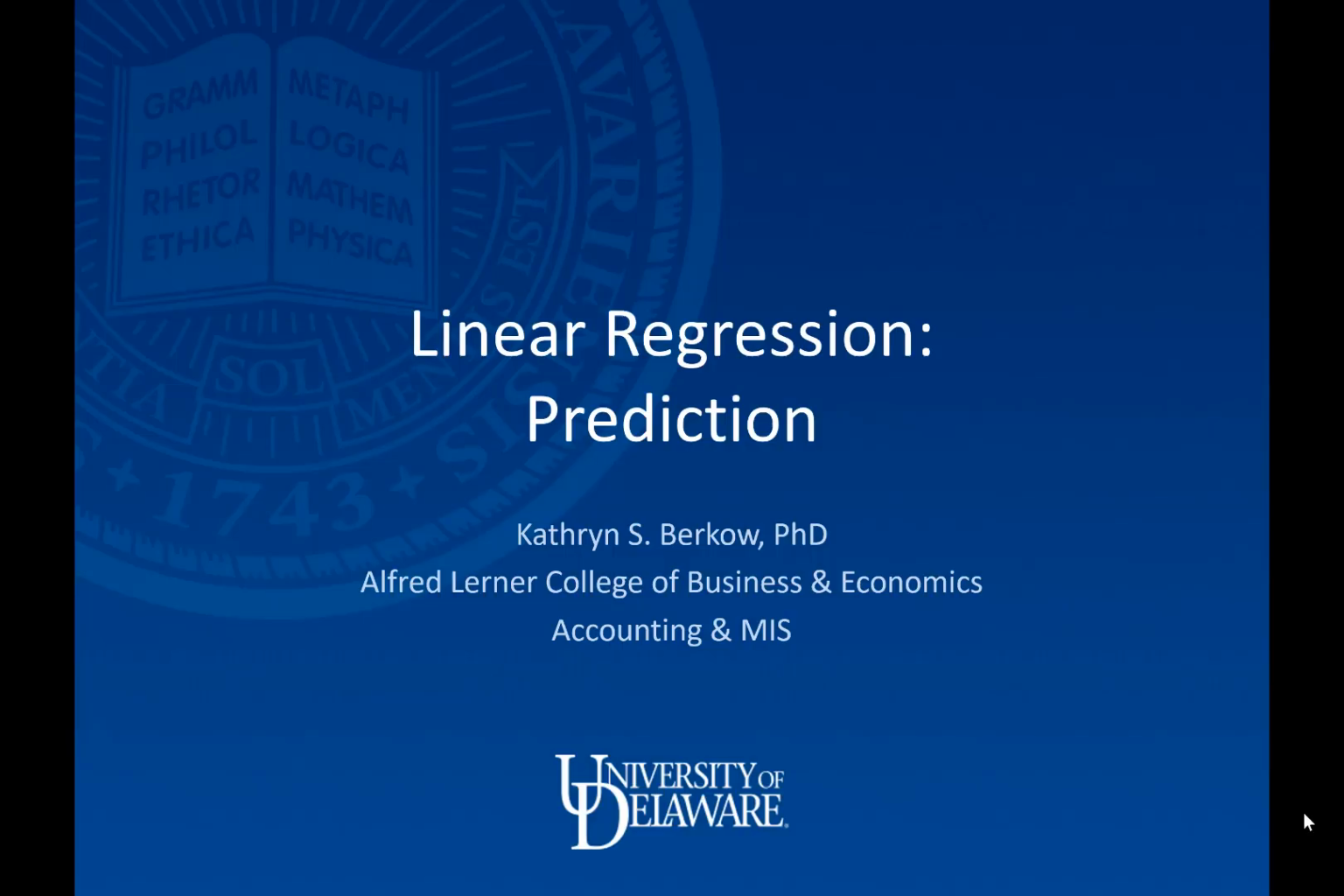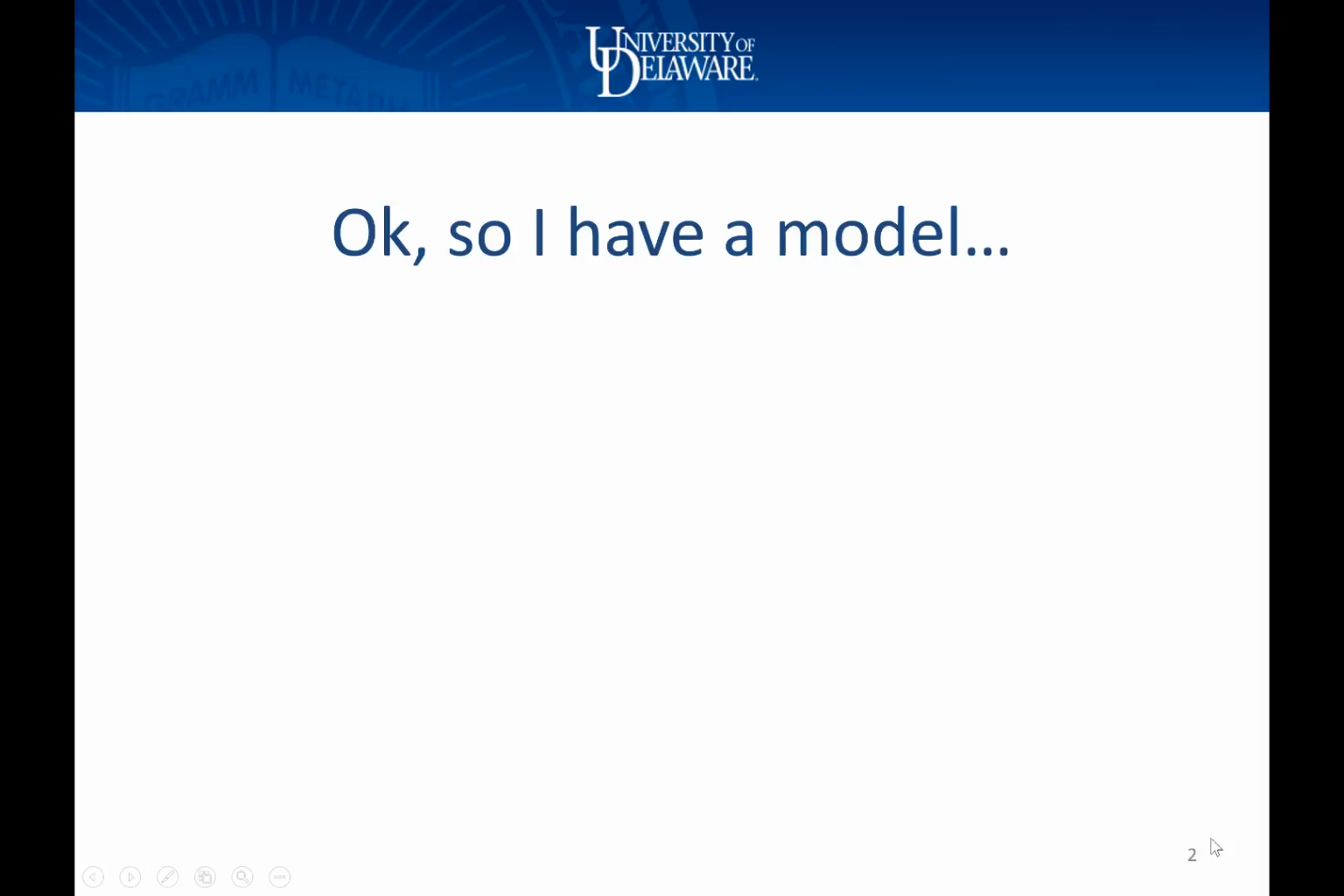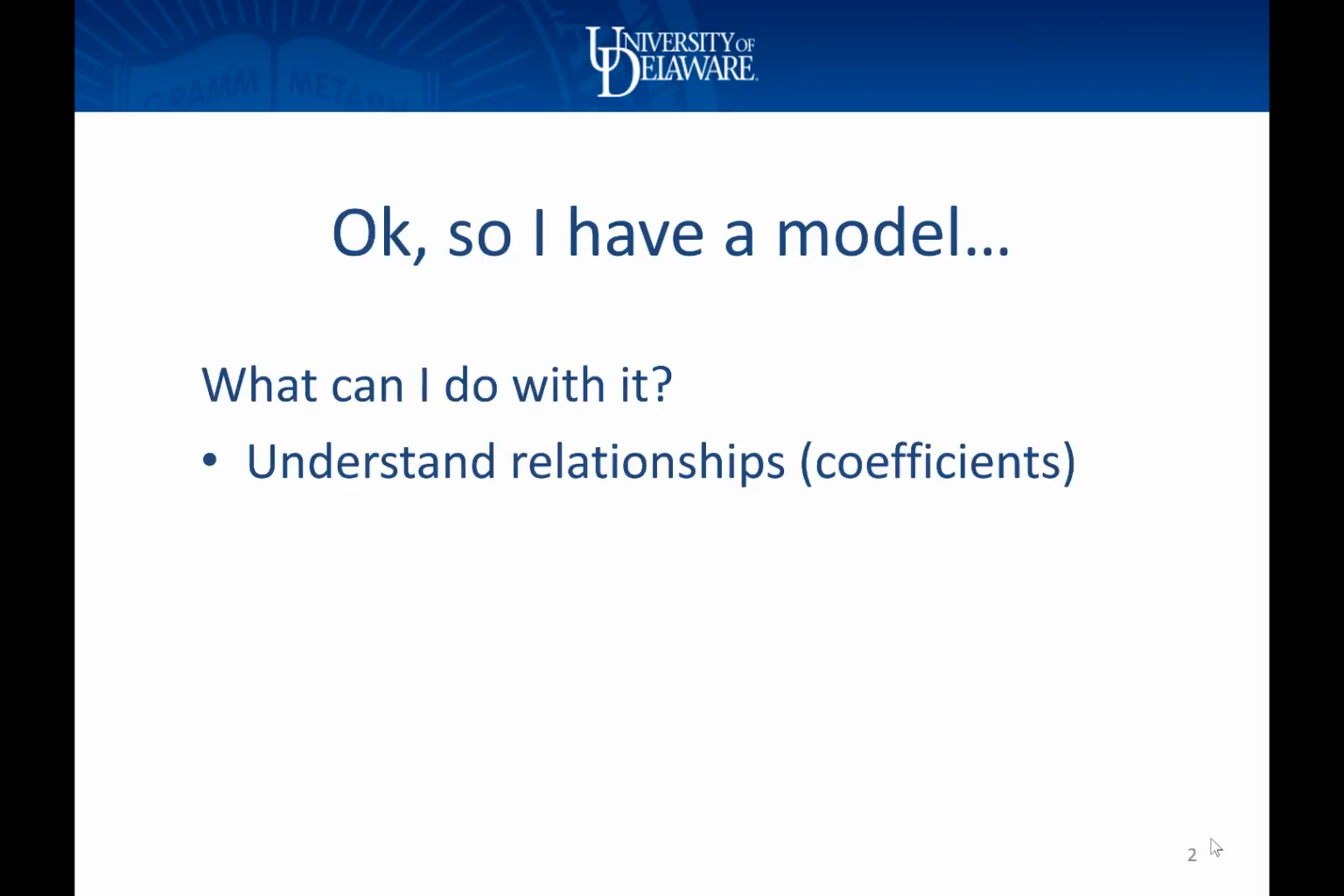This video introduces the basics of making predictions. Once I have a model, there are three things that I can do with it. The first is understand relationships between variables, and that involves the coefficients. The coefficients give us a translator between one thing and how it helps predict this other thing. So it gives us a scale for contribution of the predictor X to this thing Y.